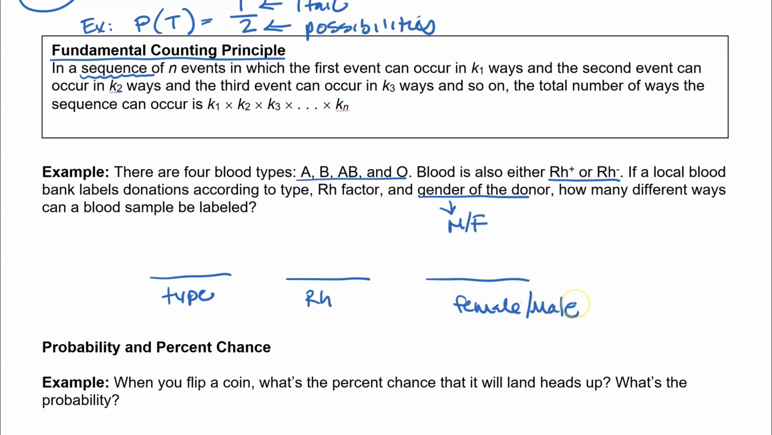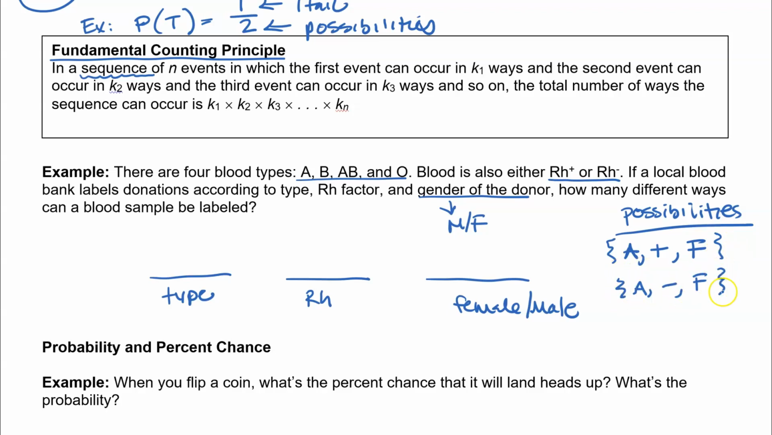And so I could just ask you, well, why don't you make a list of all the different possibilities? So for example, maybe I'm type A, I'm Rh positive, and I'm a female. That's one possibility. Okay, maybe I'm type A, I'm negative, and I'm a female. That's another possibility. There are lots of different possibilities.